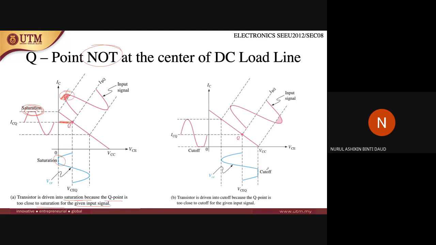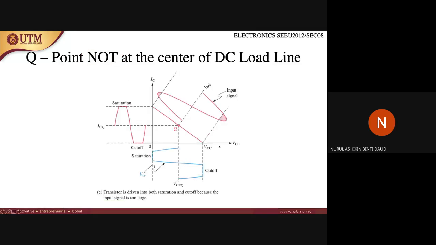Okay, next, what will happen when the Q point is too close to the cutoff? If it's too close to the cutoff, you can see when the input signal is driven too close to the cutoff, the Q point also will be driven near to the cutoff. So it means that this signal at the cutoff here will be distorted. You will not transmit this signal. This signal will be cut. So you will not have a nice output signal as well.